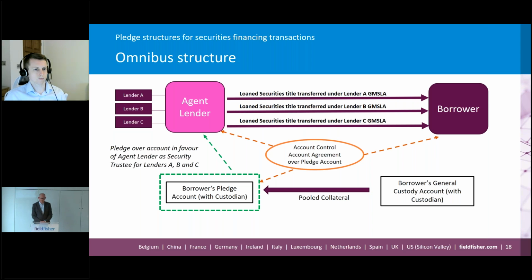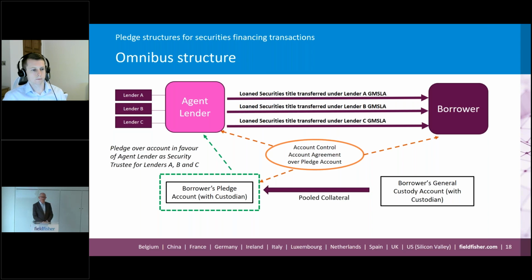Agency loans are where you would have an agent, typically a custodian, who's got a number of clients who typically are long in securities, equities, or bonds, and the custodian effectively offers as a service to its clients the ability for those lenders to loan out securities in order to generate some additional revenue. So if this is done under a traditional title transfer securities lending arrangement, then you'd have effectively a separate GMISLA in place between each lender, acting through the agency of the agent lender, with a single borrower.